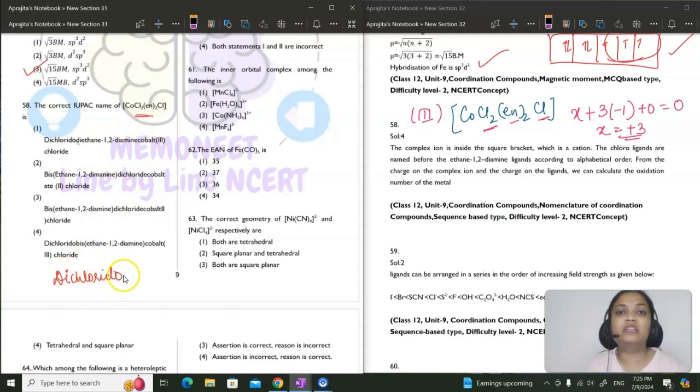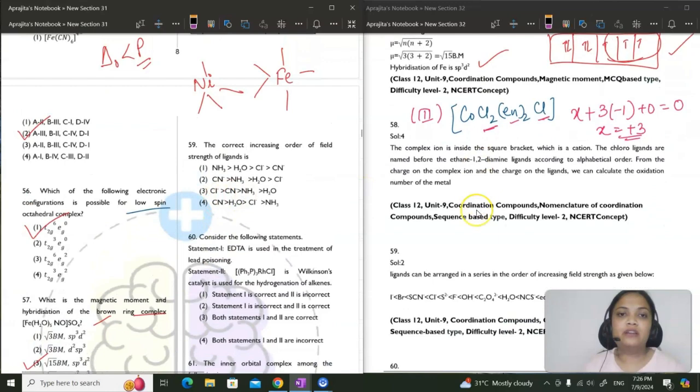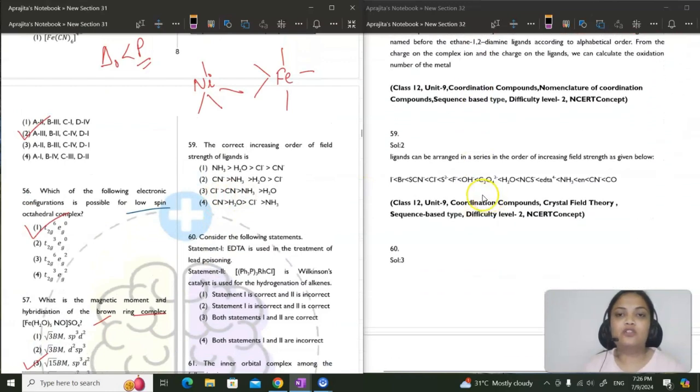Now ethylene diamine is a bidentate ligand, so we will be writing bis because there are 2 ethylene diamine, or we can write ethane-1,2-diamine. Okay, then we will be writing cobalt, and after that this chloride, which is the ion, will be written at the end. So cobalt(III) chloride will be the answer. Okay. Now question number 59. Correct increasing order of field strength of ligands is.